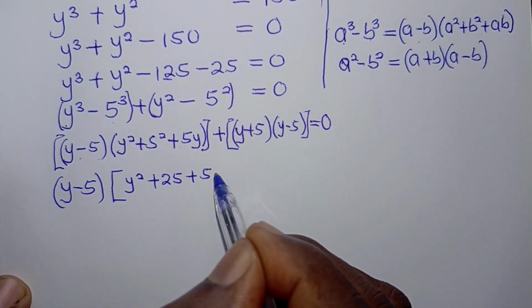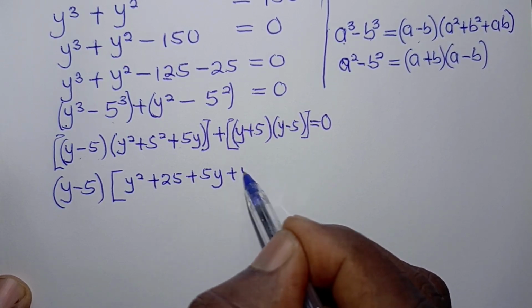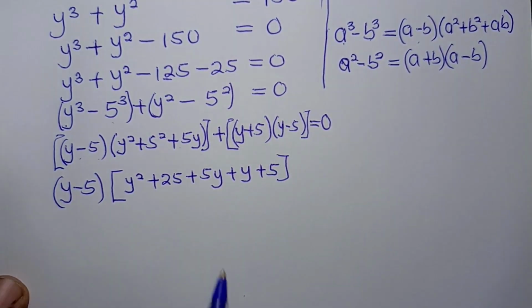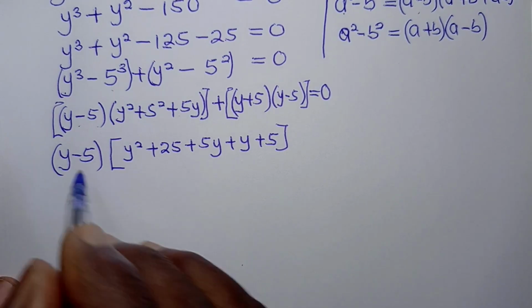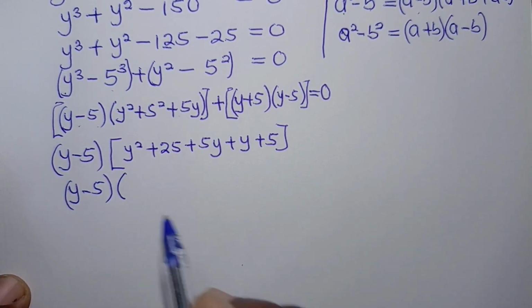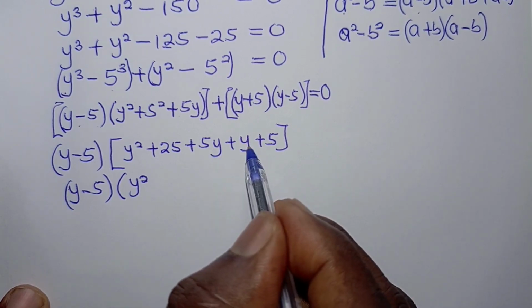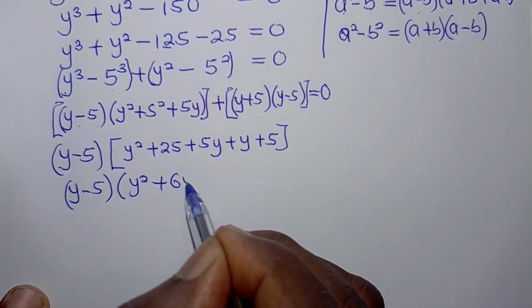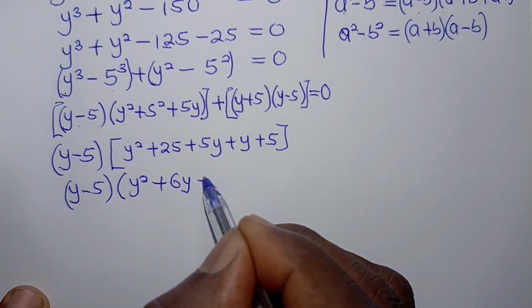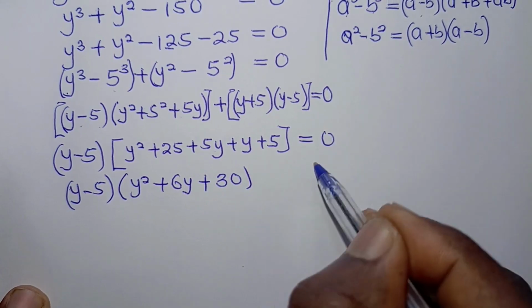Plus 5y. Then plus what? y. And plus 5. Bracket close. So we can continue, simplify this one: y minus 5, brackets open, this one will maintain y squared, then 5y plus this one will give us 6y, 25 plus 5 will give us plus 30, and that is equals to 0.